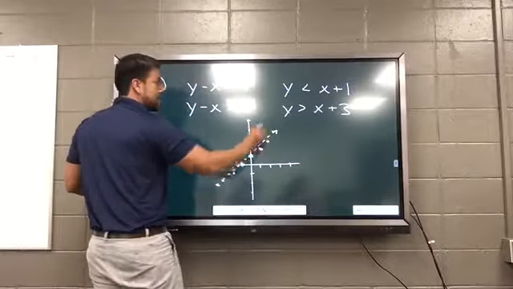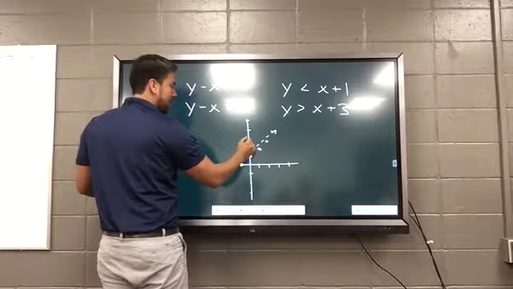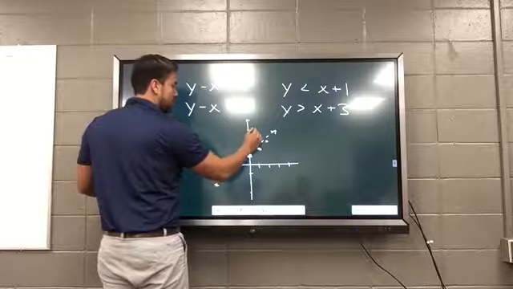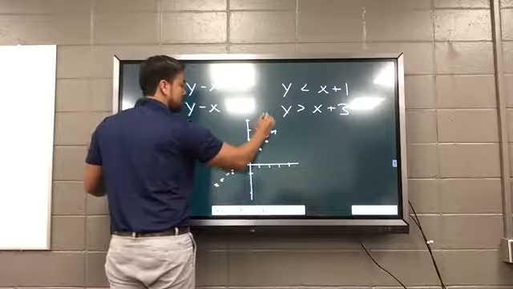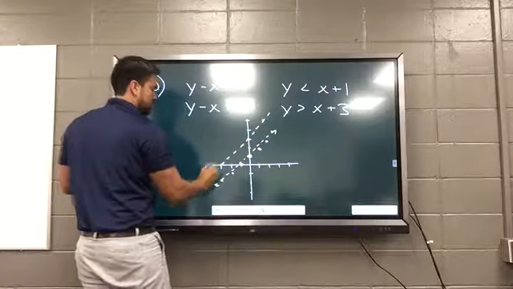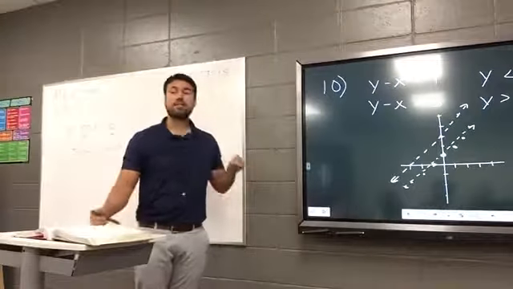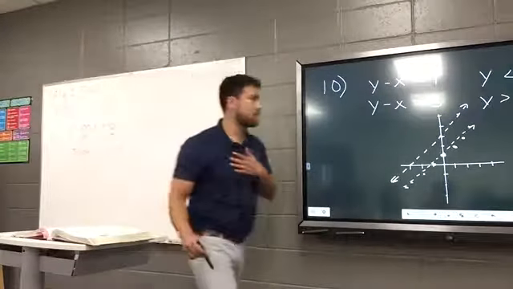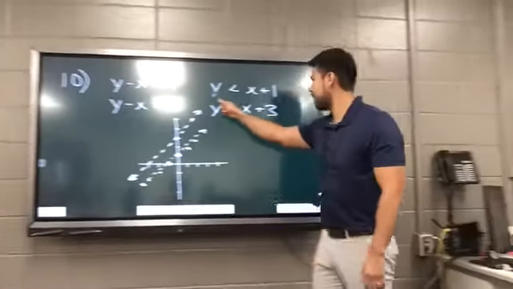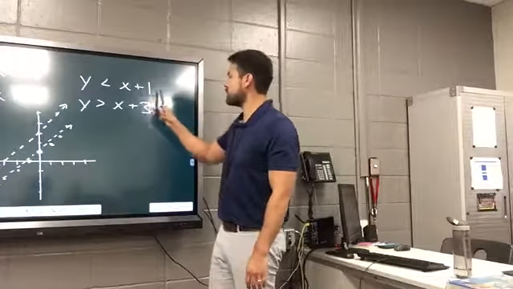Okay. 3, 1, 2, 3. And then it's still up 1 over 1, up 1 over 1. Yep. Dashed line. It doesn't matter if it's parallel. Now, I still have to do what? Shade. Okay, so listen carefully. Let's look at the top line. y is less than x plus 1.